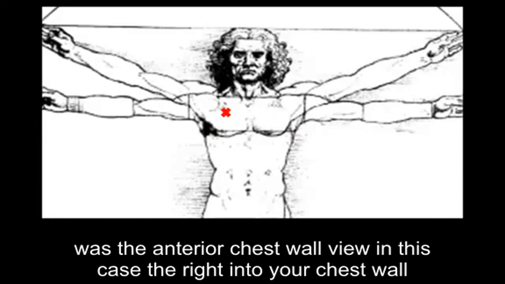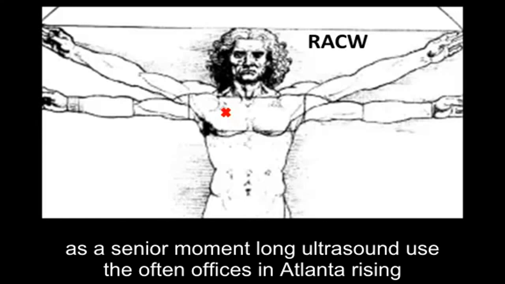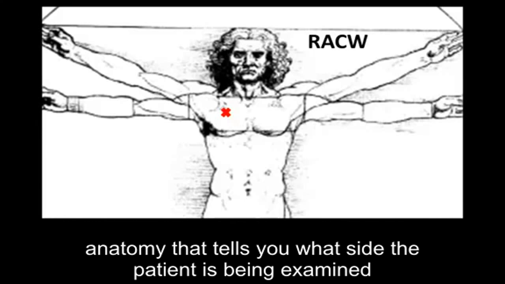So the first was the anterior chest wall view. In this case, the right anterior chest wall, or RACWA. We abbreviate our views. We must label our views on the machine because, as you'll see in a moment, lung ultrasound views often don't possess any lateralizing anatomy that tells you what side of the patient is being examined.